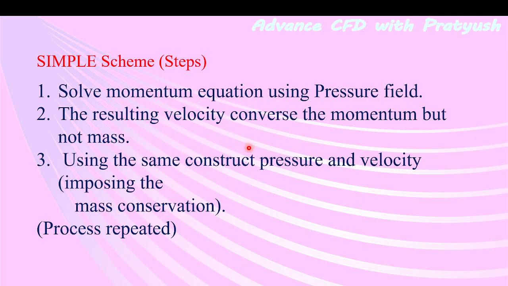The things that we have done during the derivation, similar steps we are going to follow. We will start by assuming some initial velocity and some boundary condition, and we will solve the momentum equation. The resulting velocity satisfies the momentum equation but does not satisfy mass conservation. Using this we are going to construct the pressure and velocity, and we are going to impose the mass conservation. This is the basic general rule that we follow in the SIMPLE scheme, and we repeat the process.